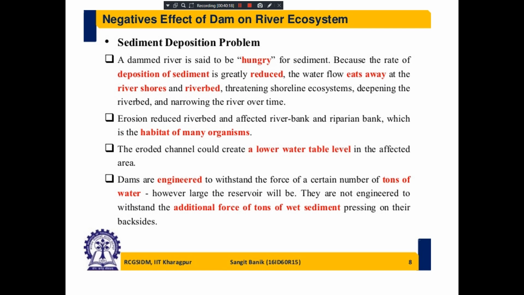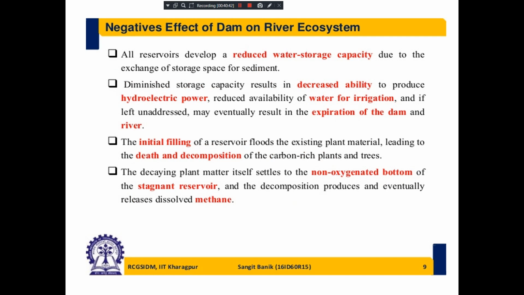And many times, in the flood, when the dam becomes full, a large quantity of water is released at a time, and it causes artificial flood in the lower regions. This is what is happening. Not only in Sharavati, every now and then it happens in almost all dams. All reservoirs nowadays develop a reduced water storage capacity due to this sediment or silt.